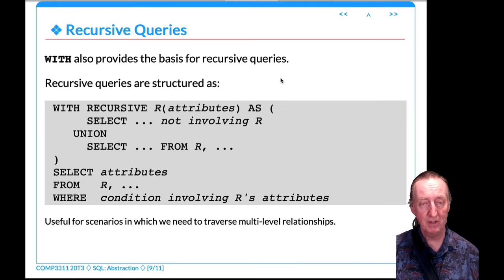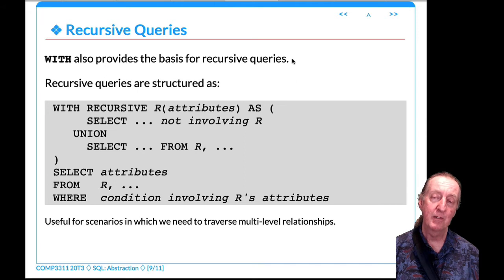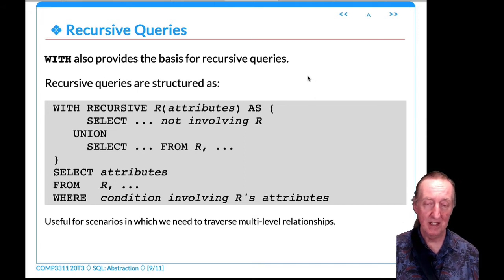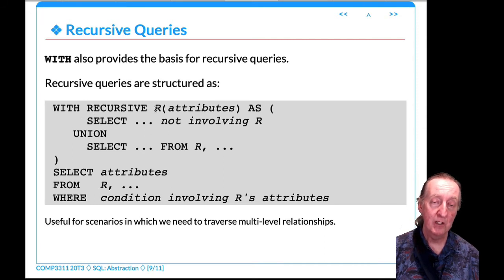Alright, so how do we structure these recursive queries? Well, like recursive functions, you have to have a base case and a case that does the recursion, the recursive case. So here we're defining a recursive query R, which has some attributes. The base case is the first thing you write, and what you do is you take a union of the base case with the recursive case. All sounds a bit weird, but I'll show you how it's actually computed in a moment.